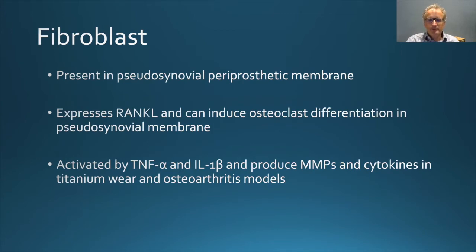Fibroblasts are present in the pseudosynovial periprosthetic membrane. They can express RANKL and can also induce osteoclast differentiation. And they're activated by tumor necrosis factor alpha and interleukin 1 again. So you can see it's all this tumor necrosis factor alpha, interleukins 1 and 6 are the main factors. And the fibroblasts are again producing the matrix metalloproteinases that just start dissolving all of your tissue.